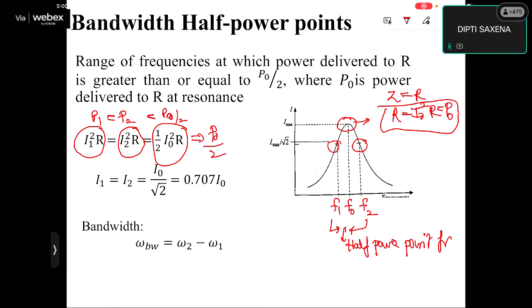So, at resonance, the current is I maximum, equal to I0. At half power point, the current will be equal to I0 by under root 2, right? And the width of this resonance curve is given by omega 2 minus omega 1. Now, how to determine this omega 2 minus omega 1?